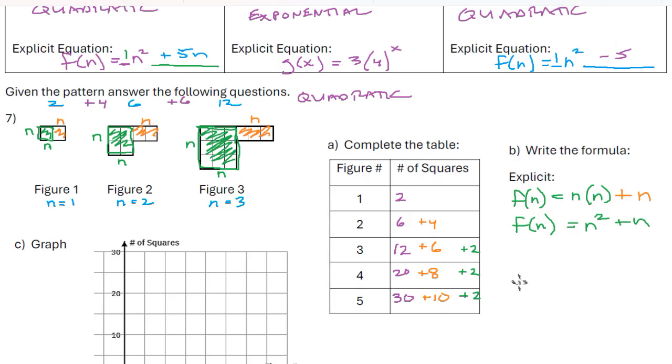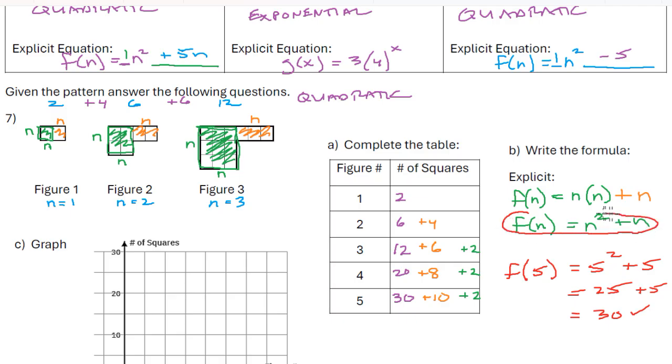So here's our check step. Let's plug in 5. If we plug in 5, we should get 30. So f of n, which is f of 5, equals 5 squared plus 5. Well, that's equal to 25 plus 5, which is actually 30. That's exactly what we wanted to predict when we plugged in the figure number 5. We'll have 30 tiles. So there's a way to write our explicit function. I'll go ahead and circle that.